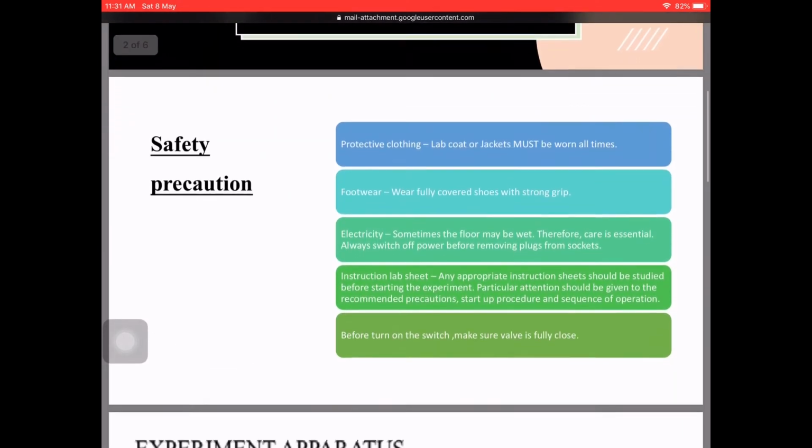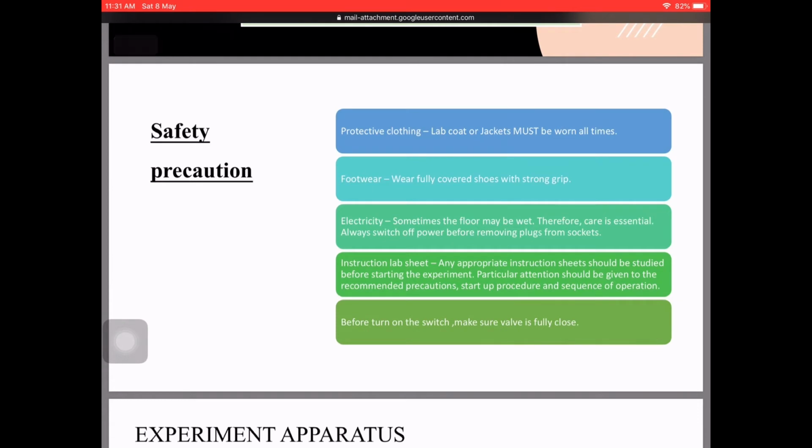So I will present about the method and procedure of lab 3. This is the safety precaution, which is protective clothing. You must wear jackets at all times. Footwear: wear fully covered shoes with strong grip. Electricity: sometimes the floor may be wet, so care is essential. Always switch off power before removing the plug from the sockets.